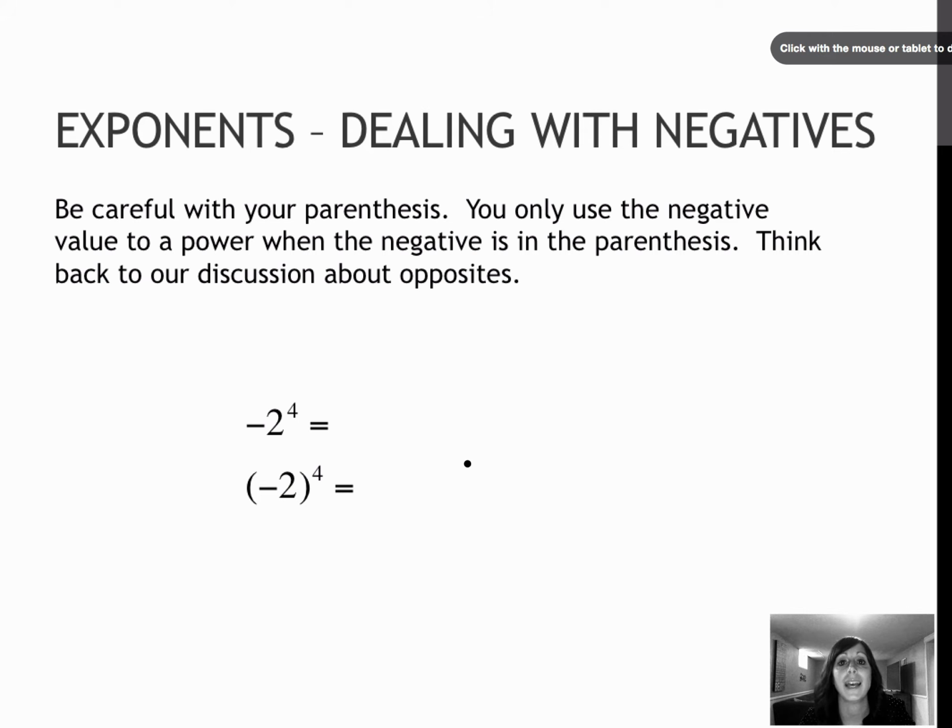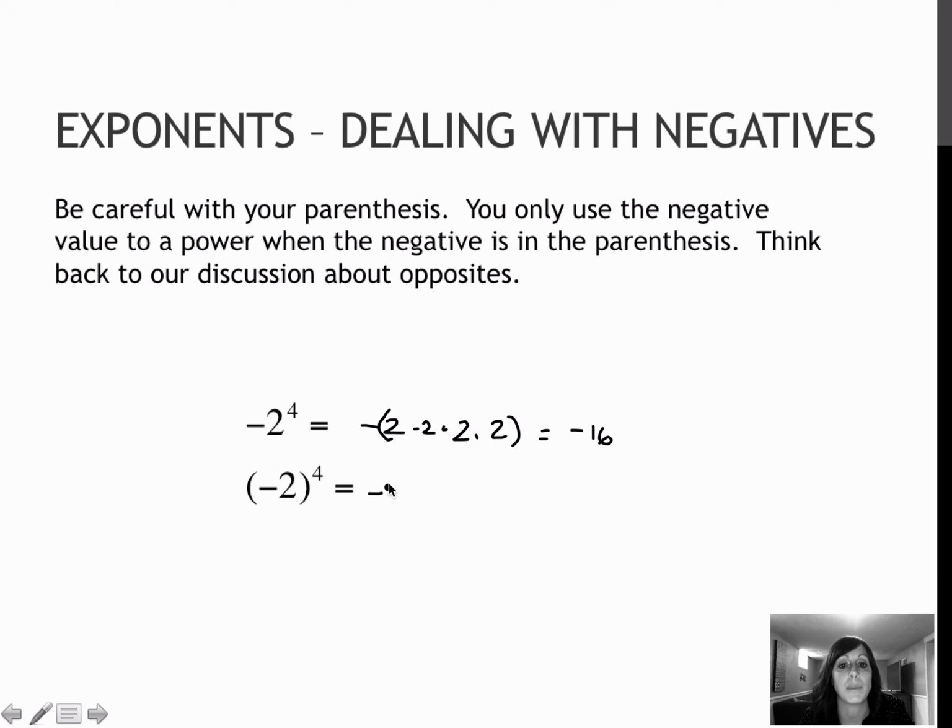I want to point out again the difference between negatives being on the inside of a parenthesis or on the outside. This first example, negative 2 to the fourth, essentially means take negative 2 times 2 times 2 times 2. So it's saying take 2 to the fourth, which is 16, and then make it negative.